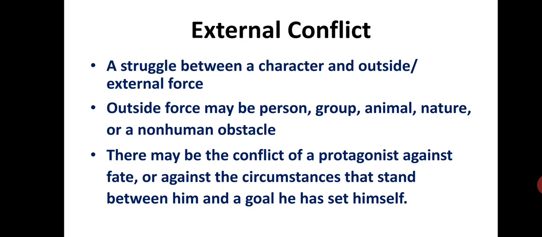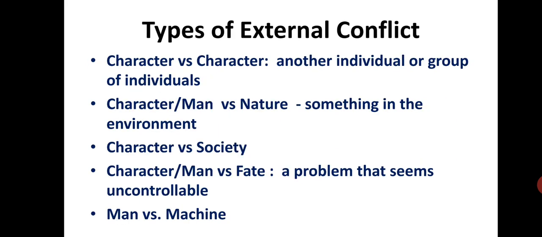See, in some movies, the animals can be antagonist. Sometimes the nature. You must have watched a few Hollywood movies where non-human obstacles are there. There may be the conflict of a protagonist against fate, or against the circumstances that stand between him and a goal he has set himself. The protagonist has to struggle not against a person or group or animal or nature. Sometimes he has to fight against the fates. Many times he has to fight against the circumstances that stand between him and his goal he has set himself. So this is the external conflict.